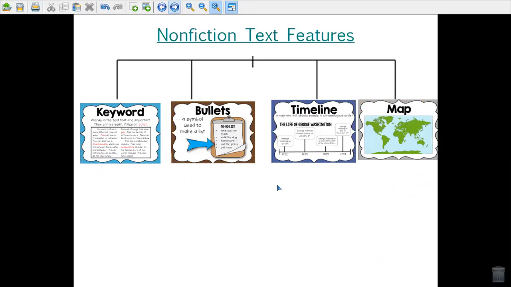Our next set of words are keyword, bullets, timeline, and map. Keyword, bullets, timeline, and map. Go ahead and write those headings down now, so you know.